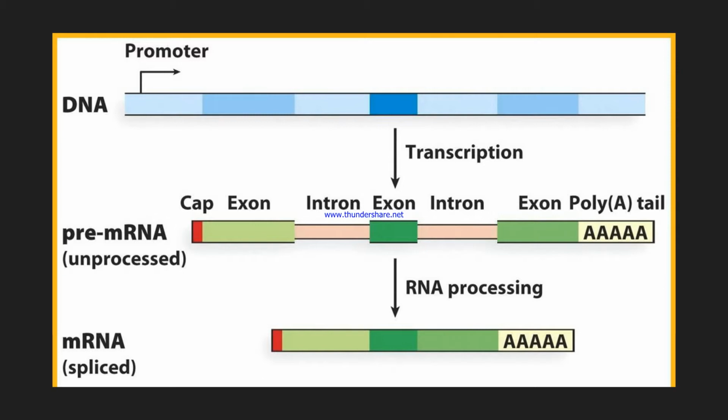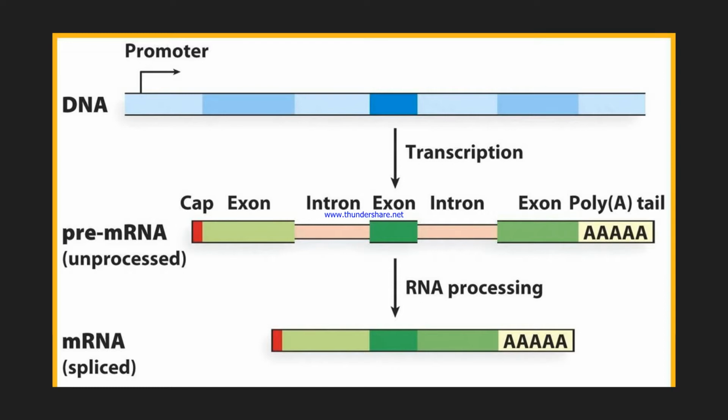After transcription, we need to process the mRNA before translation. So we go through something called RNA processing. This process is only going to occur in eukaryotic cells. Keep in mind that prokaryotes are going to skip this step. Anyway, during RNA processing, we edit the mRNA.